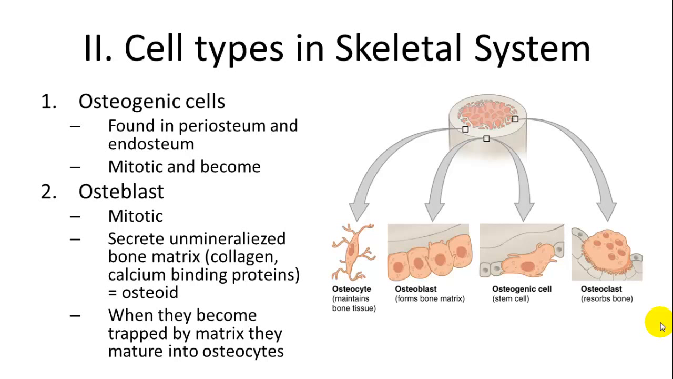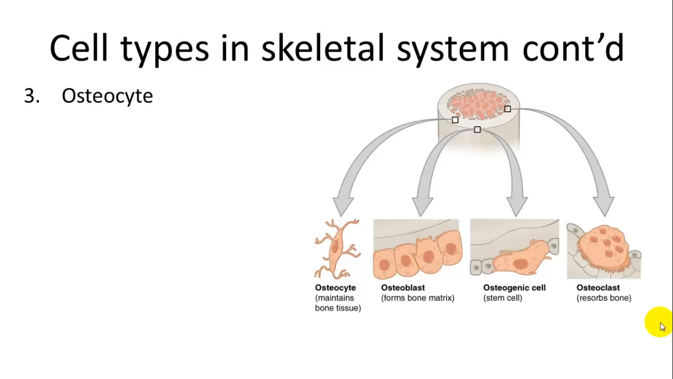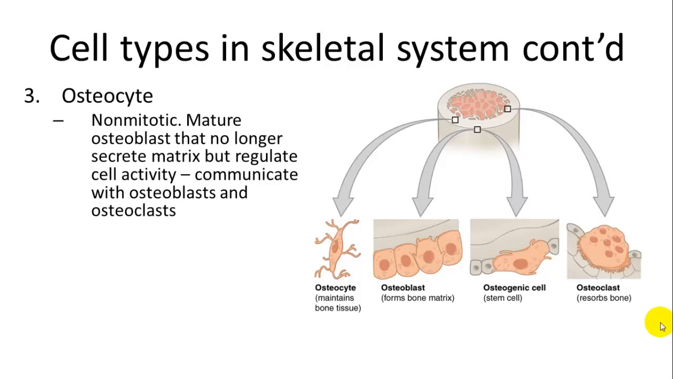When they become trapped by matrix, the osteoblasts then mature into osteocytes, which are our third cell type of bone. These are non-mitotic, meaning you can't make more osteocytes from the current osteocytes. They mature from osteoblasts, and they are surrounded by bone matrix. They do still have a function. They communicate with osteoblasts and osteoclasts and seem to coordinate those cellular functions.